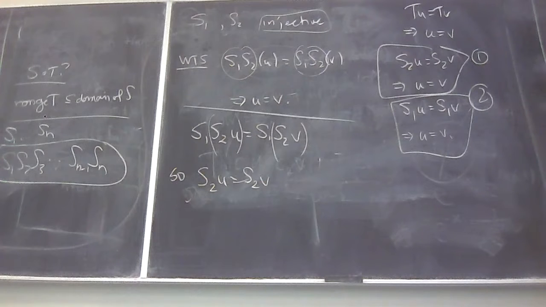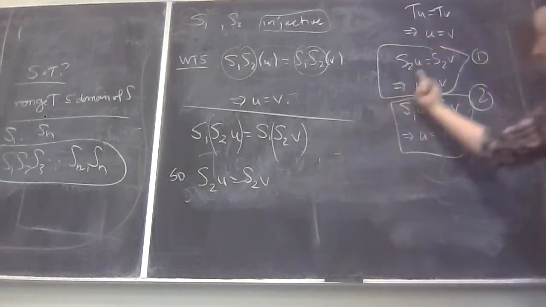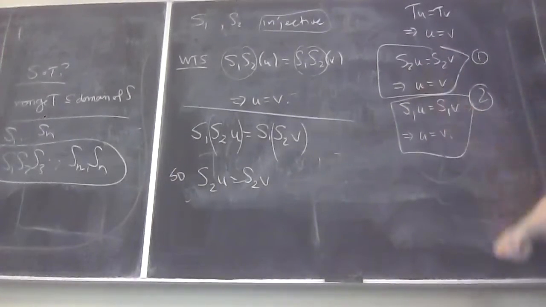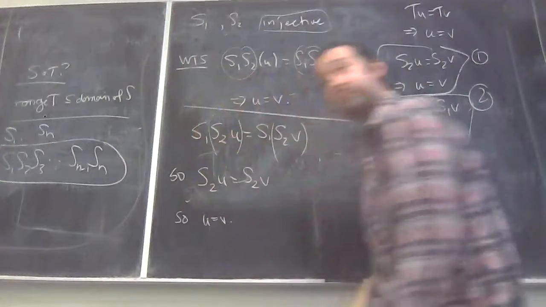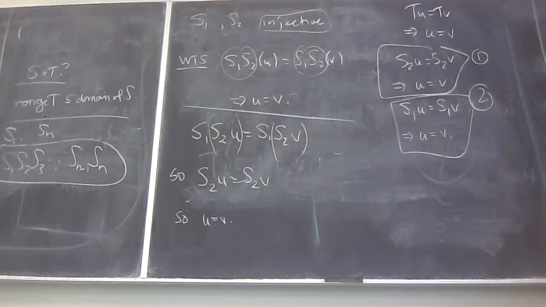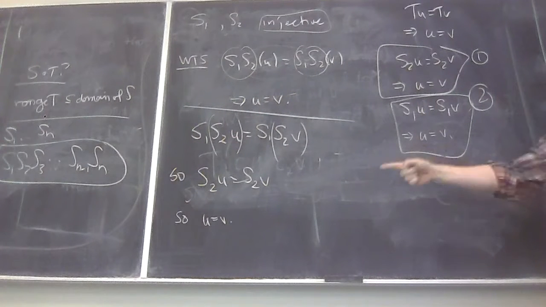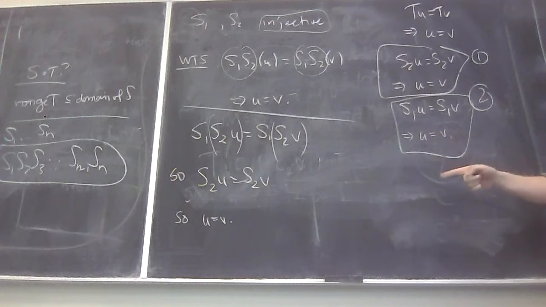I'm still not there. If only I had something I could say about S2 that would let me get to the last line of this argument. Well, look, I also know that S2 is injective, right? And that sure looks an awful lot like what I wrote right there. So that means U is equal to V. Now, all you've got to do is figure out how to write that in a clean way with n maps composed with each other. But this basic idea is going to be the same.